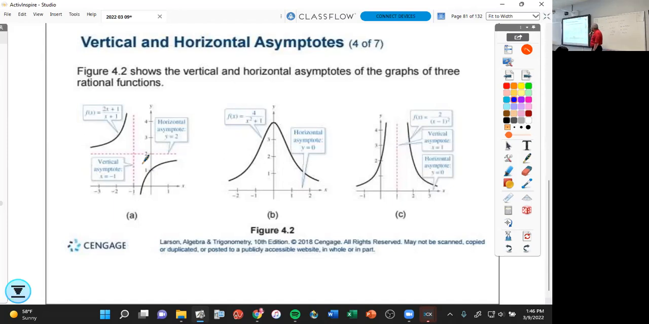It does. Part C, I have 2 over x minus 1 squared. So obviously x can't be 1. So that gives us a vertical asymptote. This graph also has a horizontal asymptote at y equals 0. So those are just examples of what these asymptotes would look like.